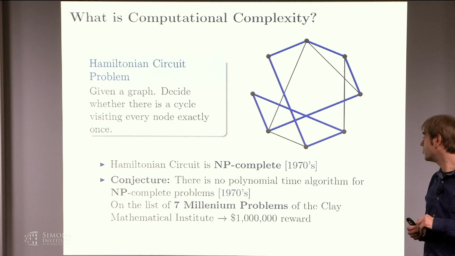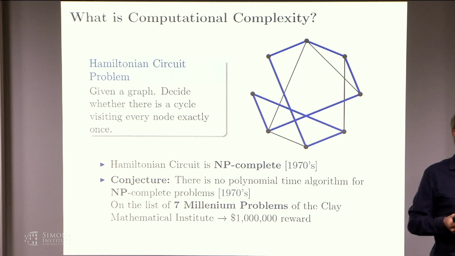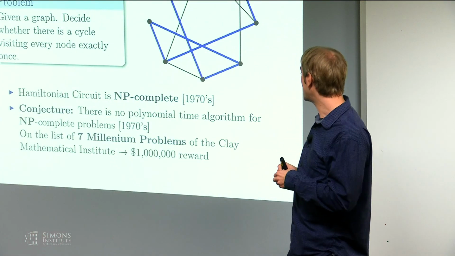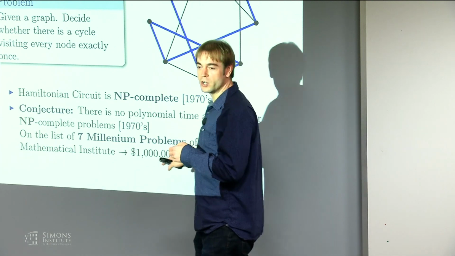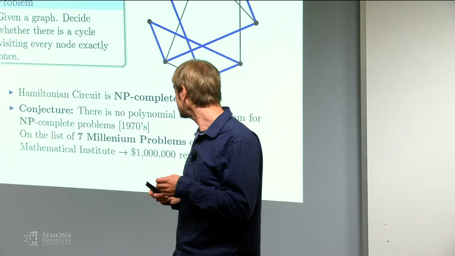This has been around, well, at least since the 70s. It's on the list of 7 millennium problems, and there's an award of $1 million if you want to solve the problem. And that's probably the hardest way to earn $1 million these days. Okay.